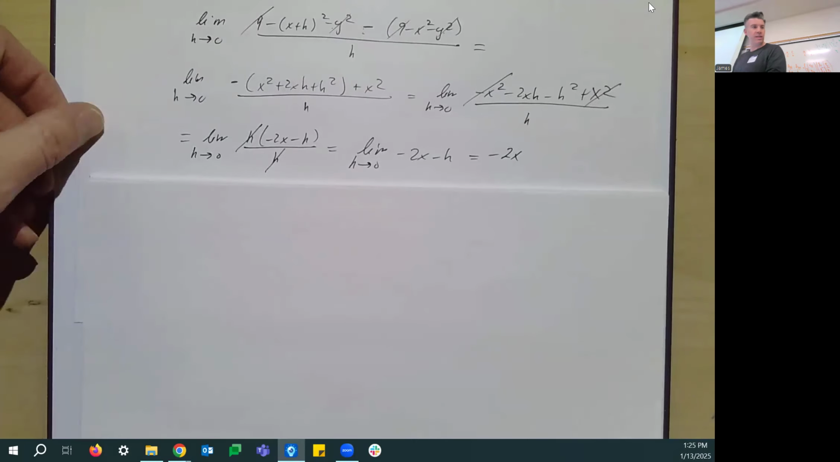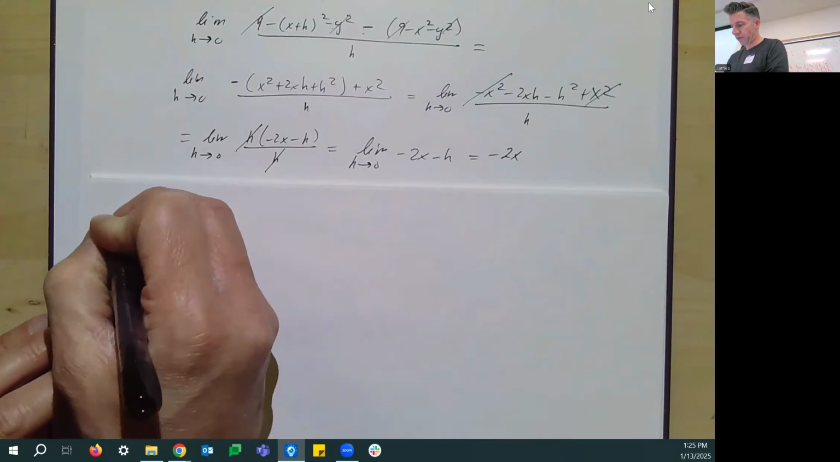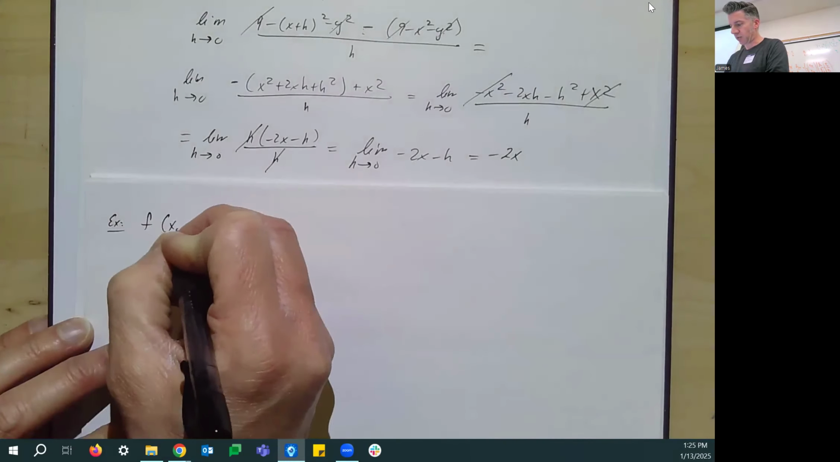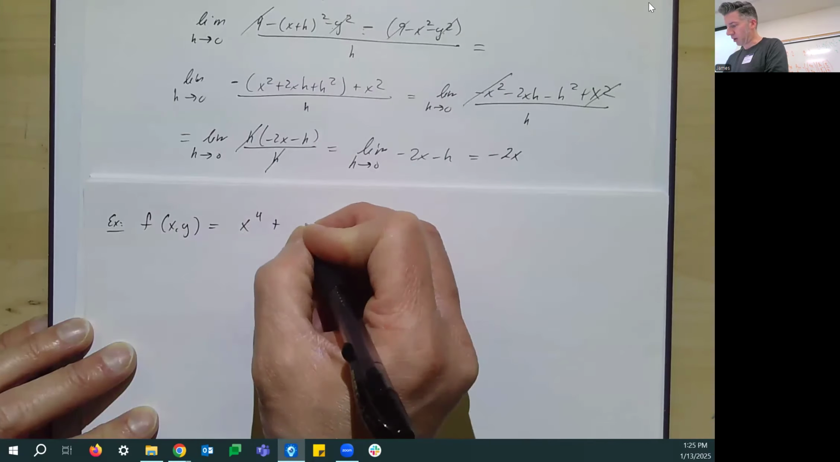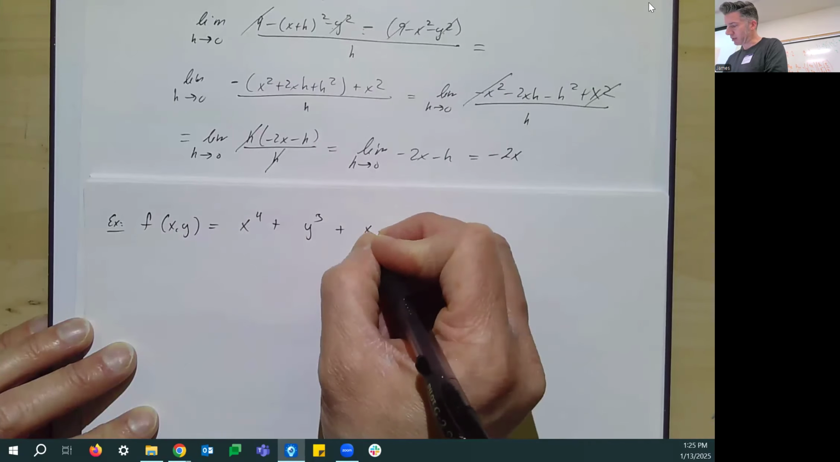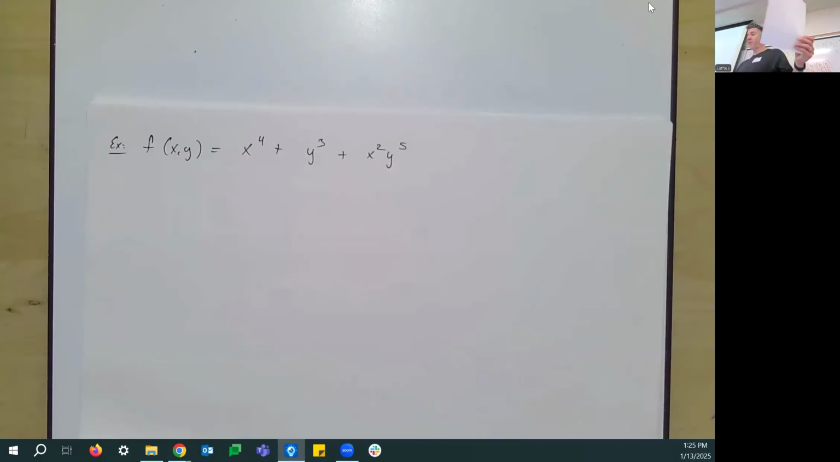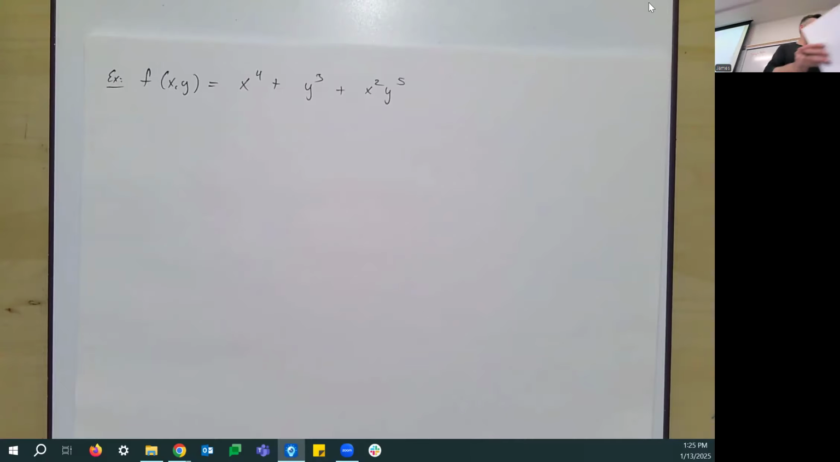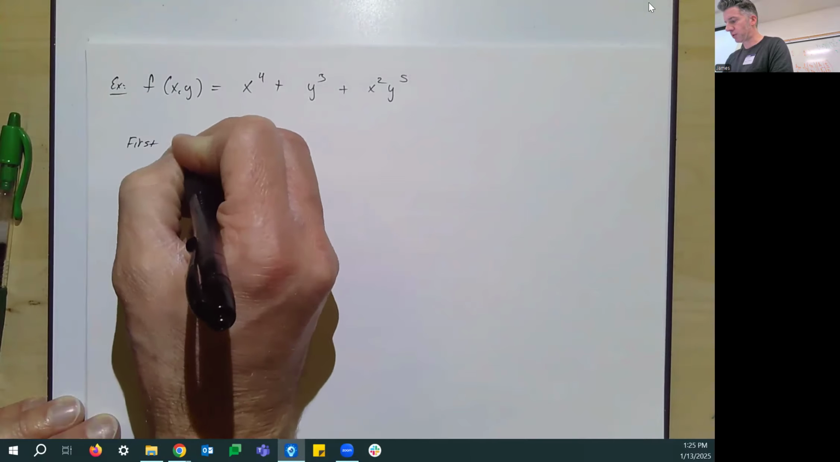For example, let's say we have f of x comma y equal to x to the 4th plus y cubed plus x squared y to the 5th. Not only are we going to take the first derivatives, the first partials, we're also going to take the second partial derivatives. I think it's actually harder to write them down than it is to find them, but let's do it. So first partials.